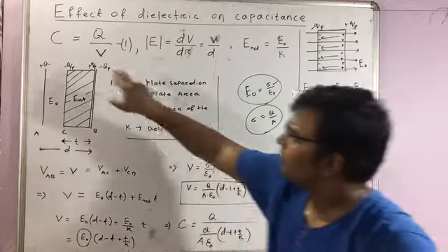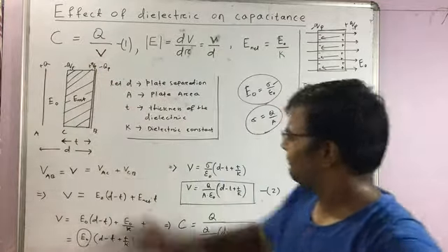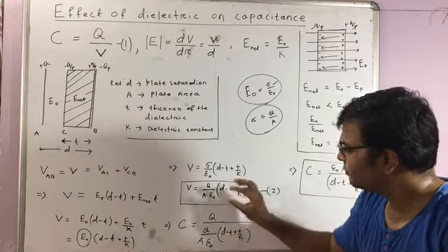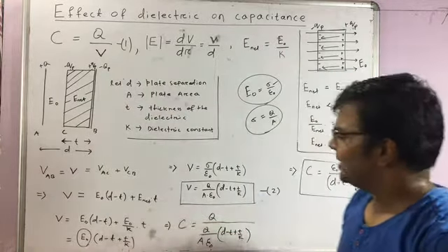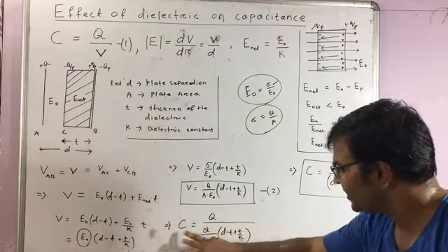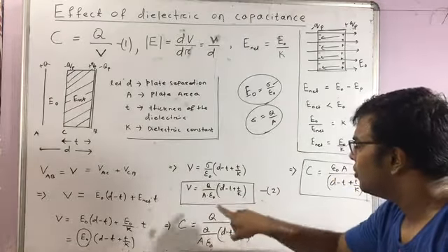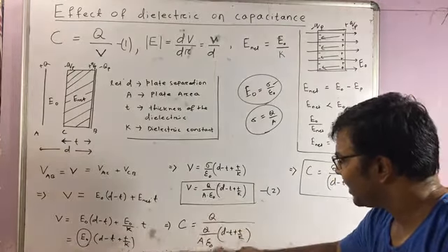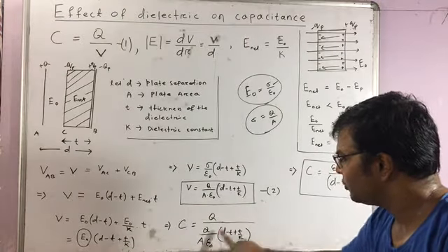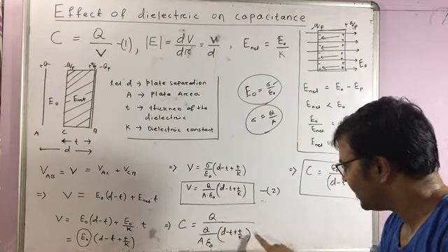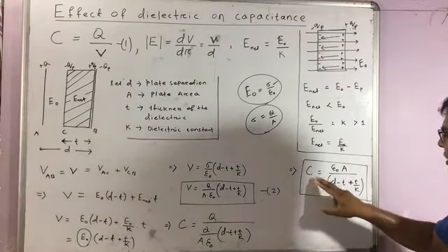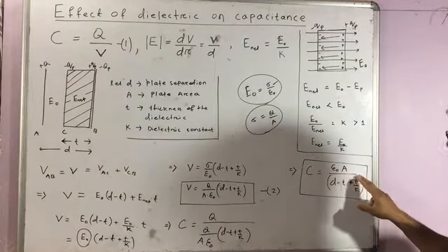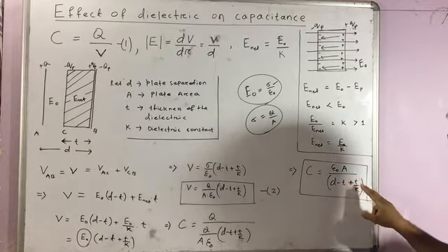And we know the formula for capacitance is Q by V. Now we put the value of V from equation 2 into equation number 1. So after putting, I am getting C is equal to Q by V. Instead of V I am writing Q by A epsilon naught whole into D minus T plus T by K. Now Q got cancelled and I am getting the value of C to be epsilon 0 A by D minus T plus T by K.